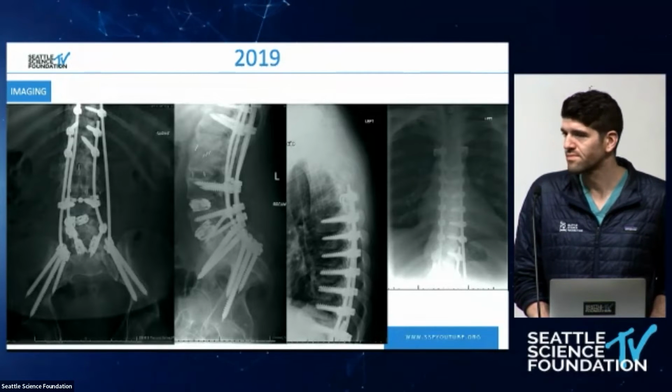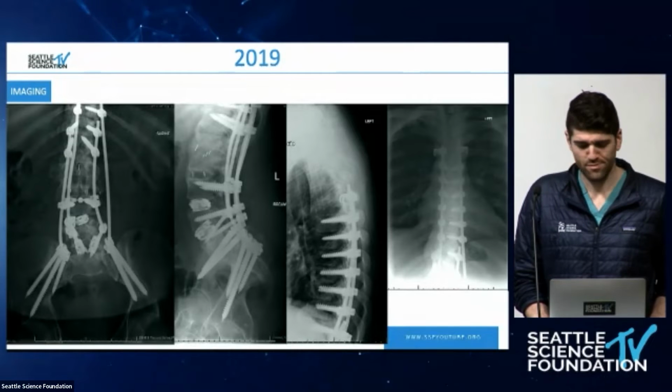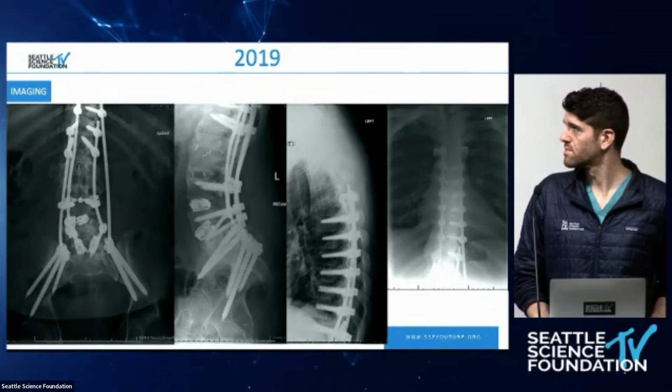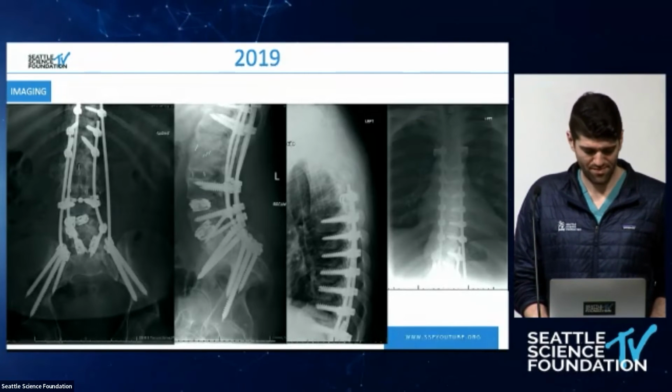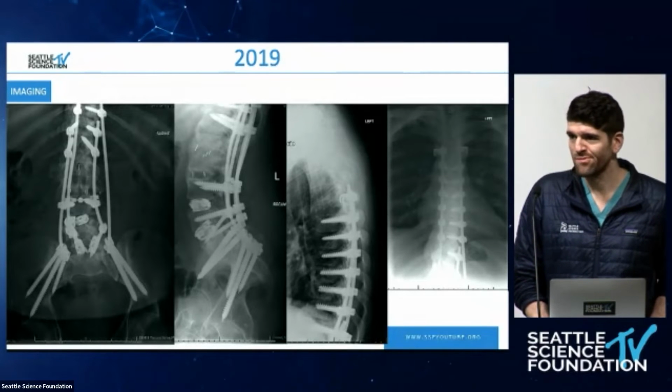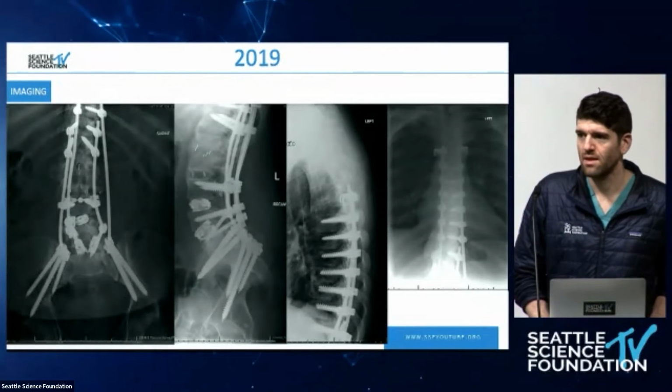But we did lose him to follow-up for a couple of years, and then he showed up when he heard a pop in his back. This is what we ended up doing. I saw him recently in clinic, and I think we're ordering a CT scan. I don't know if we have that at all.